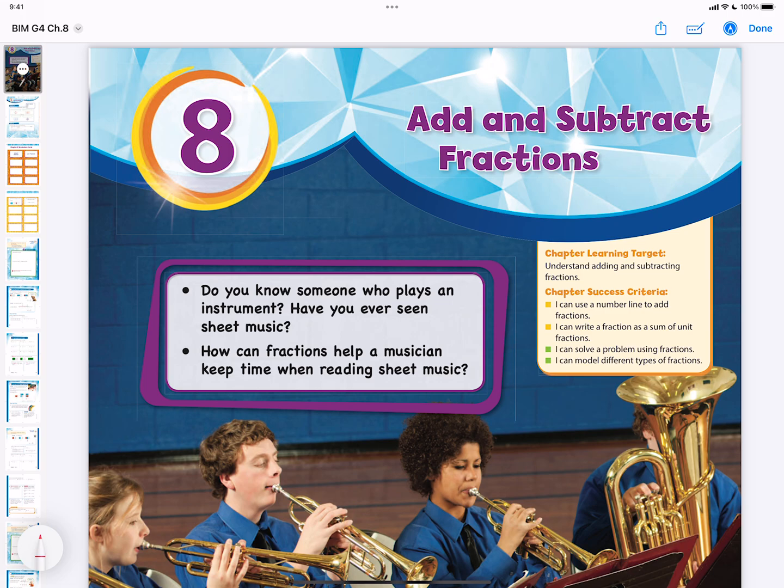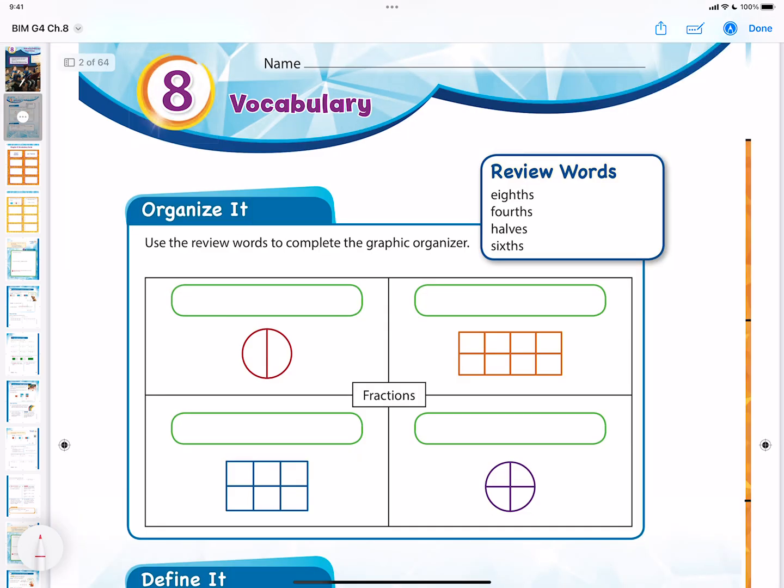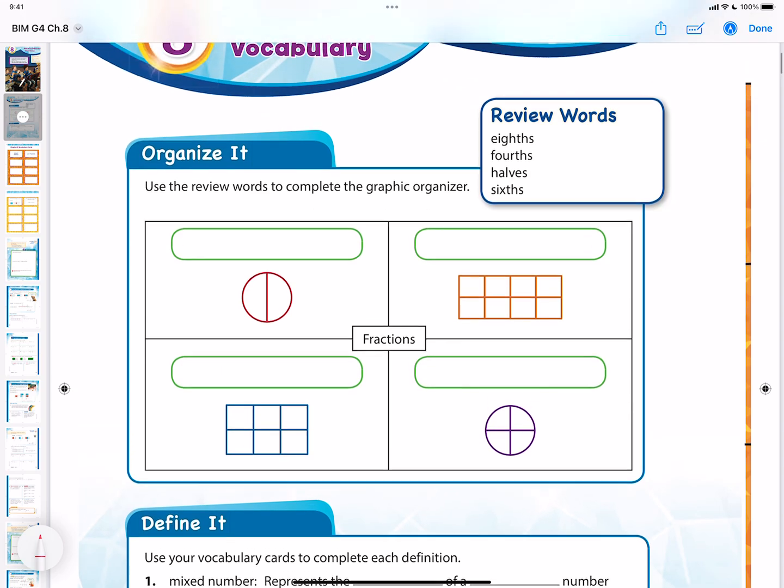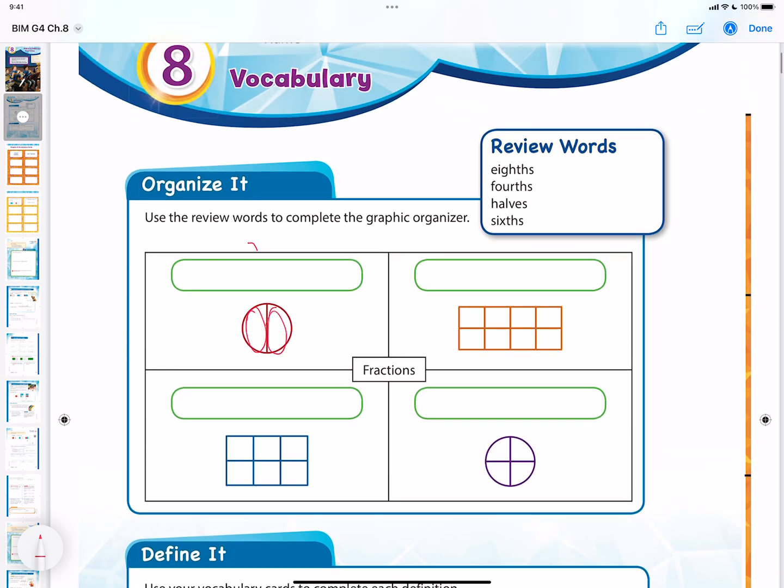Okay? And let's go for these vocabularies. So these are review words, guys. Eighths, fourths, halves, and sixths. Okay, use the review words to complete the graphic organizer. So how many pieces are here? 1 and 2. So they are split into what? Halves. Okay, so you can say this is halves.